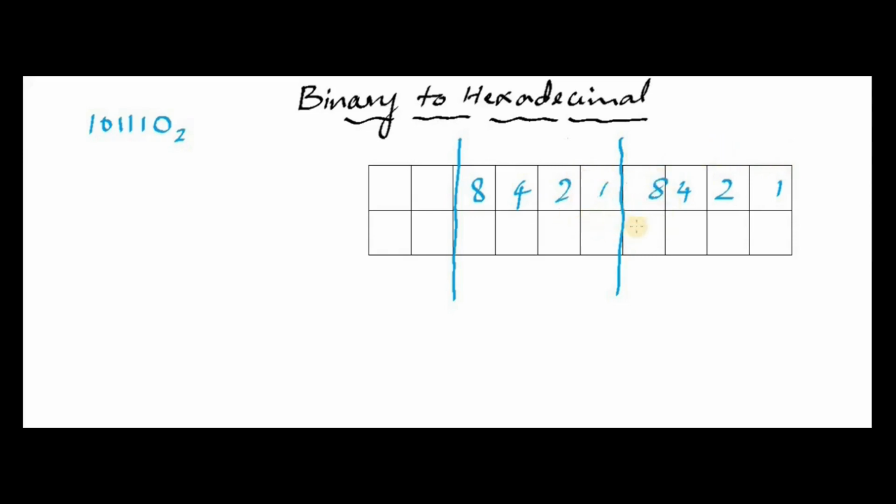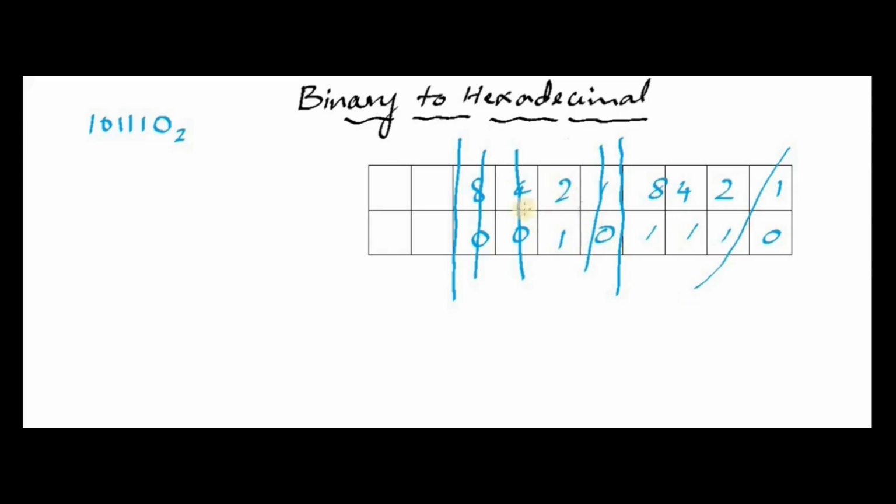Now you have to distribute the digits here. From the right hand side you can write 0 1 1 1 0 1. Only 6 digits are there in our question, so the remaining 2 empty boxes, simply keep 0 there. Then identify the zeros and cross them out. This one we can cross out, this one, this one, and this one we can strike out, right?